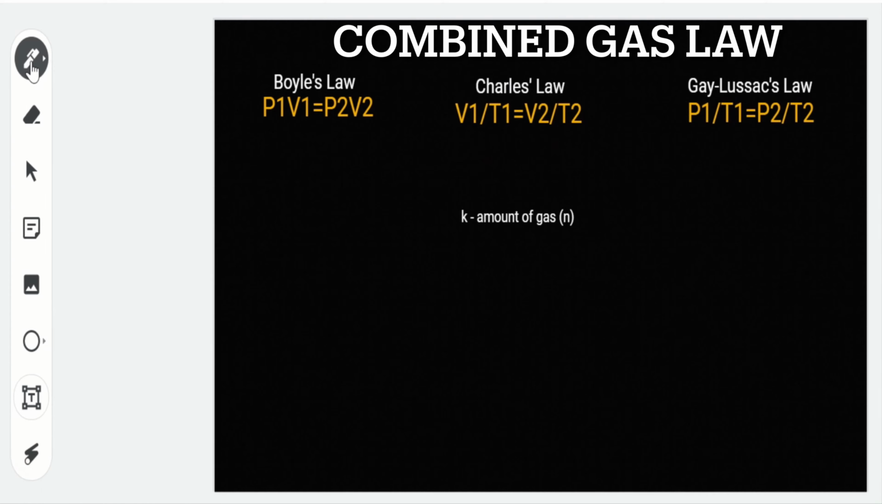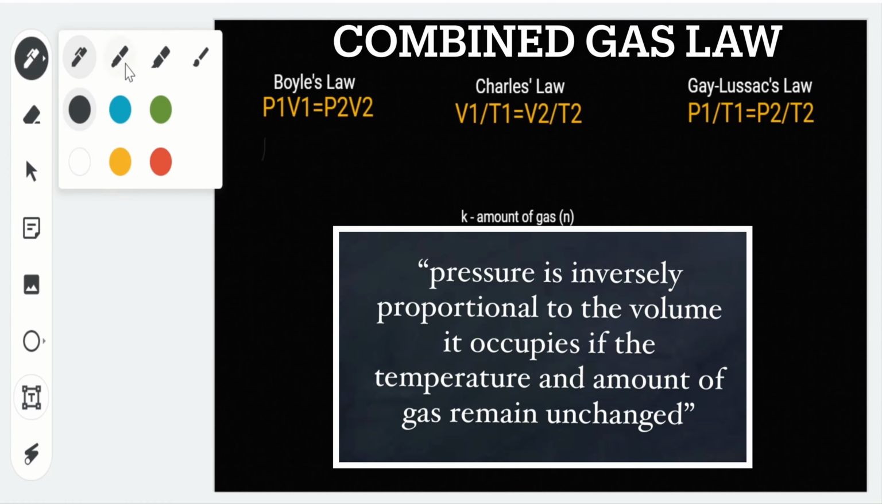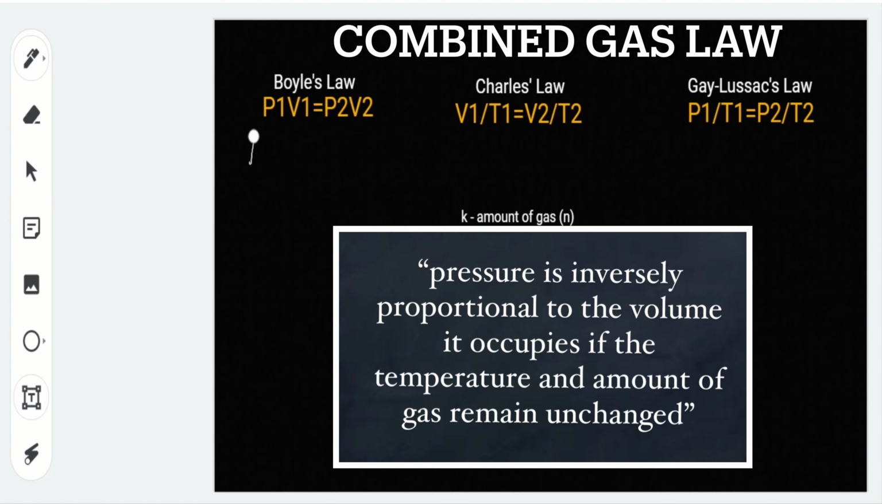If we describe the relationship of the properties of gases, for Boyle's law, pressure is inversely proportional to volume. What does it mean? If pressure increases, volume decreases, and vice versa. If volume increases, pressure will decrease. Again, that can happen only if the temperature and the amount of gas are constant.